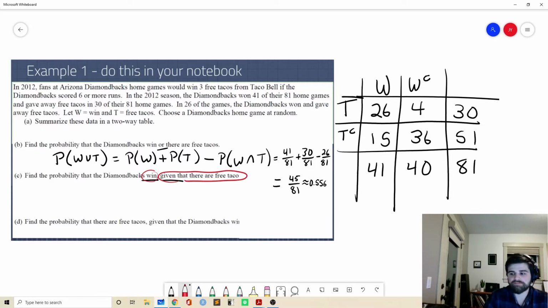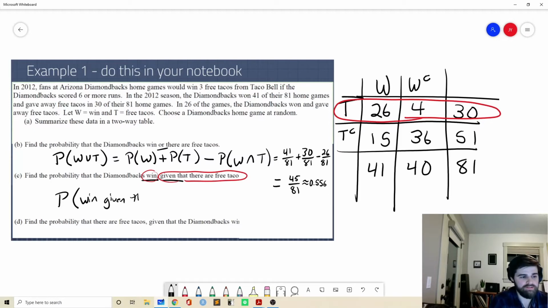Okay, so we would look at this row right here where we see there were 30 games where free tacos were given out. 26 out of those 30 were a win. So the probability that we will win, given that free tacos, is 26 out of the 30. There were 30 games where free tacos happened, and 26 of those were wins.